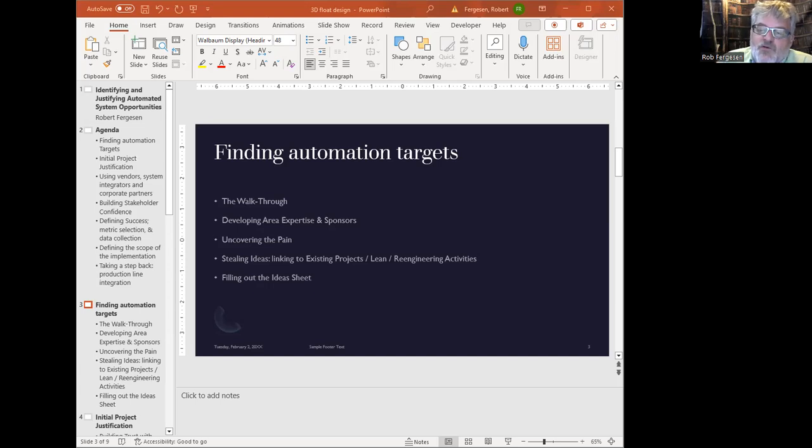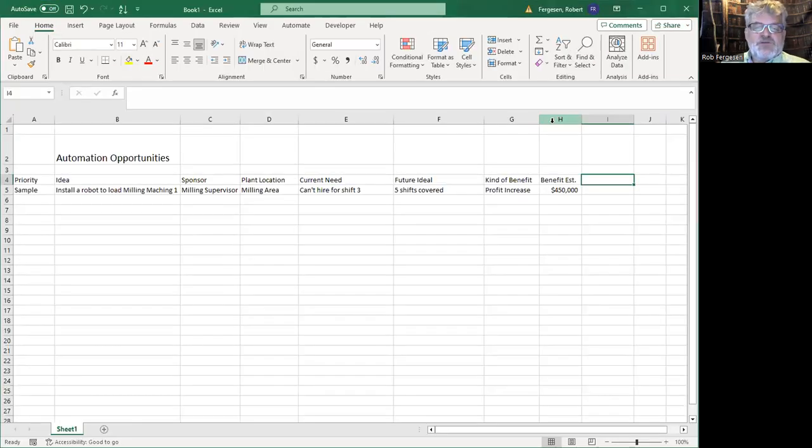So I would also like to go through what I call the idea sheet. So let me bring out what I call the idea sheet. The idea sheet helps organize the ideas, and it helps prioritize the ideas. And it also helps you collect information, which I think is kind of important. So what I'm going to do is switch the share to my idea sheet. And here's an example of my idea sheet. This is kind of a simple idea sheet.